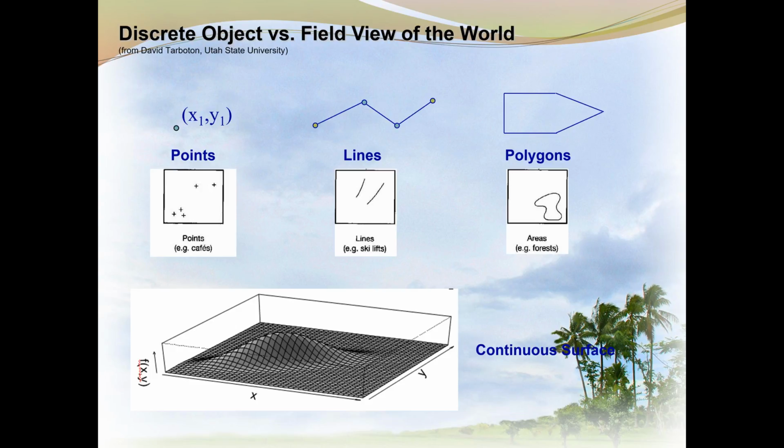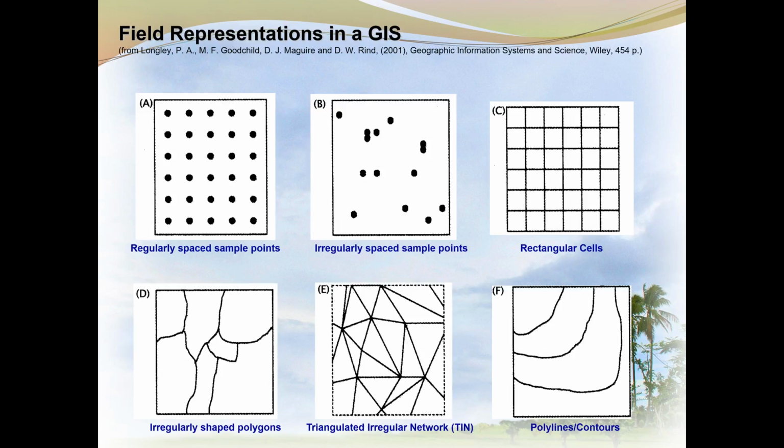For points, you can see the points here, and lines, and this is polygons. But for a continuous surface, we use cells and coordinates, so it is not separated. It's the whole surface. Field representations in a GIS include regularly placed sample points, irregularly placed sample points, rectangular cells, irregularly shaped polygons, the triangulated irregular network we call TIN, and polygon contours. So let's look in detail.